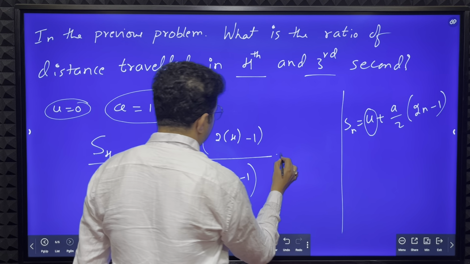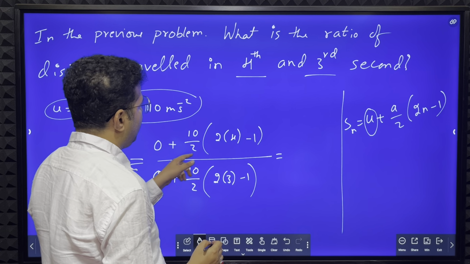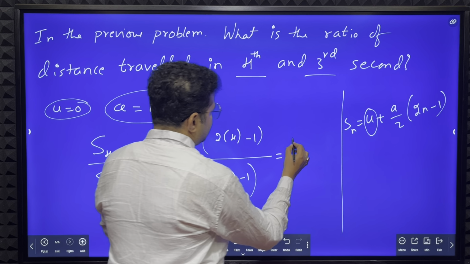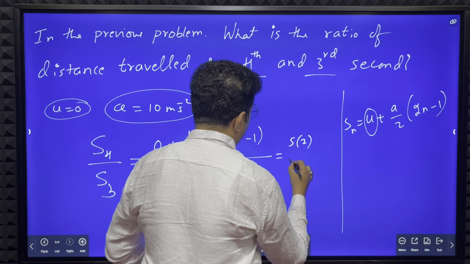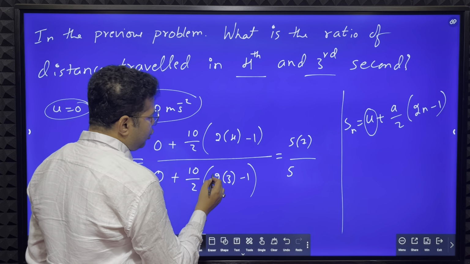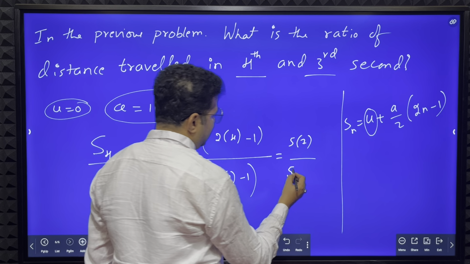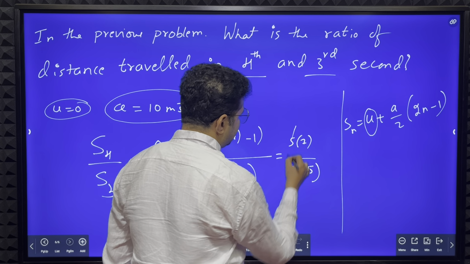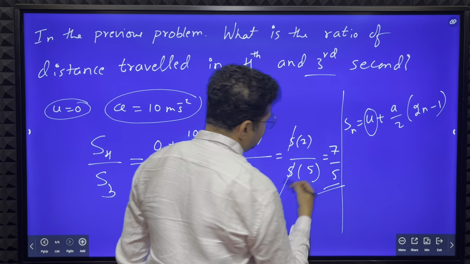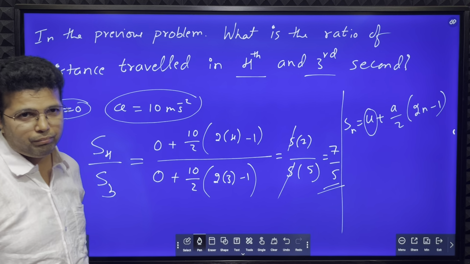So what is the ratio? 10 by 2 is 5. 2 into 4 is 8, 8 minus 1 is 7. So this is 5 into 7, divided by 10 by 2, which is 5. 2 into 3 is 6, 6 minus 1 is 5. The 5 and 5 get cancelled. What is the ratio? The ratio is 7 by 5. This type of problems will come.